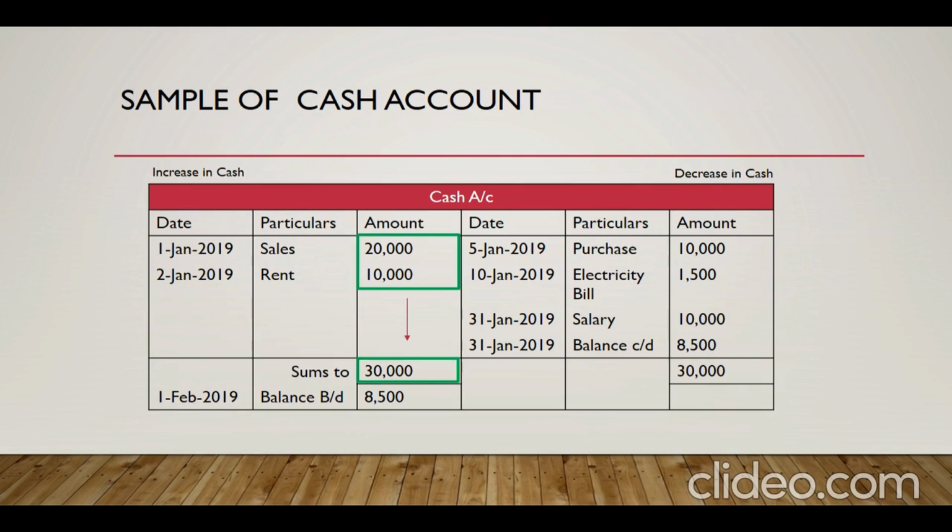Similarly on the right hand side, I made a few expenses towards purchase and electricity bill, I paid salary, and the expense total was rupees 21,500.